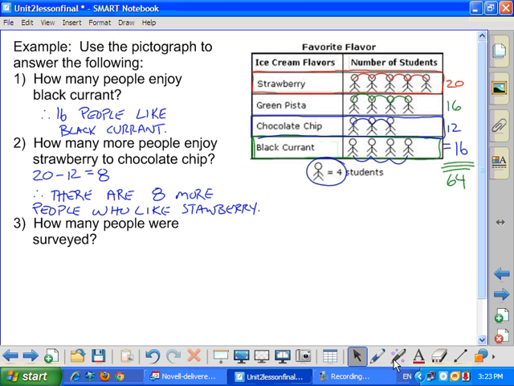All right. So you're going to use a calculator for that, obviously. So don't panic if I'm not asking you to do it mentally. So therefore, 64 people were surveyed. Okay, so that's reading information from a pictogram or a pictograph. So that's just straight out reading from it.